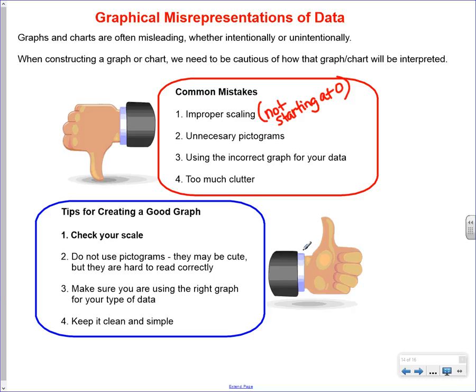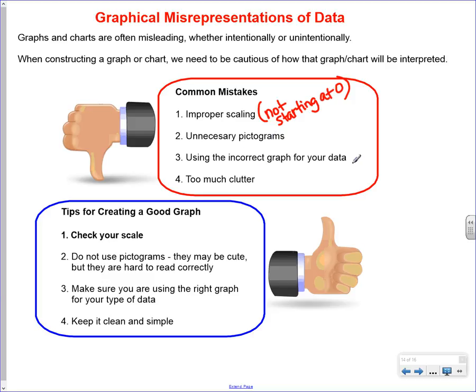Okay, so how do we create good graphs? These are common mistakes in graphs. Improper scaling. One of the most popular ones we'll see with that is not starting your graph at 0, and we'll show an example of that. Unnecessary pictograms. A pictogram is when you're doing a bar graph, and instead of using the bars, you use a picture of something like kittens or baby bottles or whatever. You use the actual picture in your graph instead of using just bars. And usually that makes it difficult to read the graph.